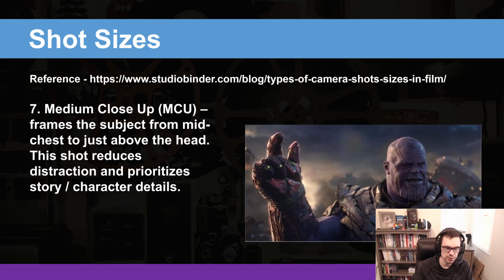Number seven, a medium close-up or MCU, frames the subject from mid-chest to just above the head. And this shot is used to reduce distraction and prioritize the story or character details. The reason it's used here in the Avengers is because Thanos is about to snap his fingers, and the moment he does, we're expecting poof, people to disappear and something to happen, right? And because the shot is so close on him, we really get the expression of his sinister grin and how he's just like, oh, this is about to happen, I've won, and then nothing happens, right? It's a great climactic scene. If you haven't seen it, go watch it for sure. So medium close-up accomplishes that well.